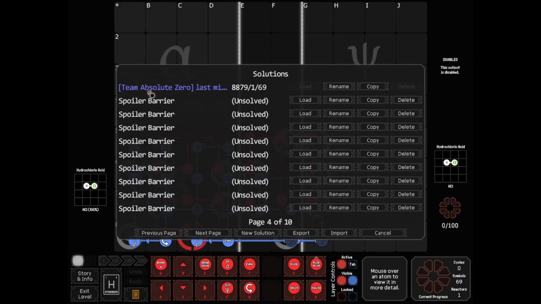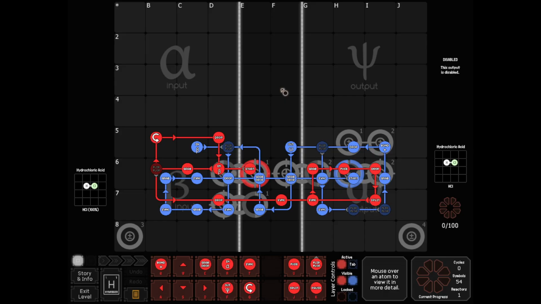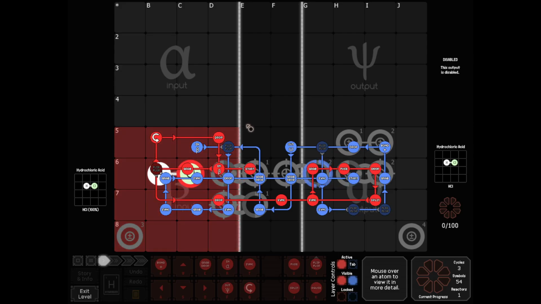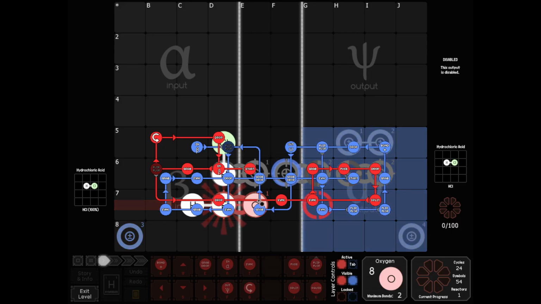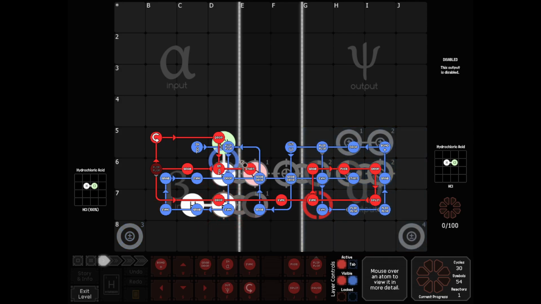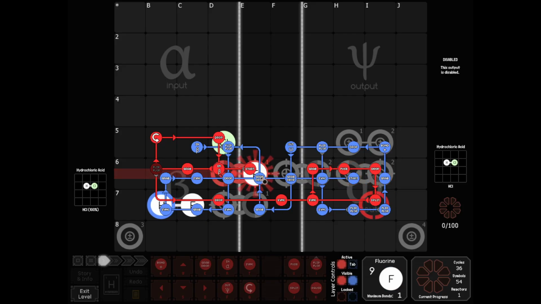Now we have the next solution, which is by Sabocar, and it is called Potassium Ferry. So Sabocar is the only one using this way of getting hydrochloric acid across. And this way looks like this. First of all, get two inputs, split one of them across, and then use all of these things.